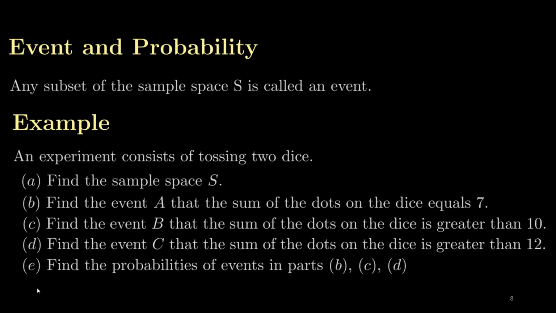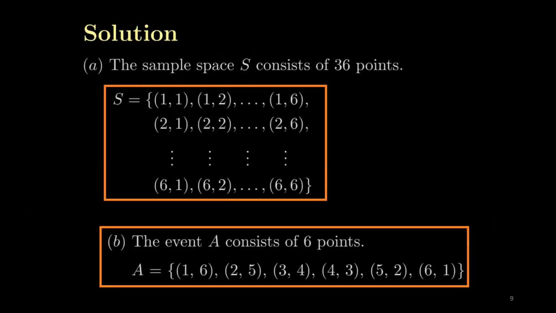And in the final part of this example, we have to find the probabilities of events in parts B, C, and D. Let's solve this example. We have 5 parts of this example, from A to E. In the first part, we have to find the sample space S of an experiment which is tossing or rolling of 2 dice. So we know from a previous example that the sample space consists of 36 points. Okay, so these are the 36 possible outcomes when we roll a pair of dice.